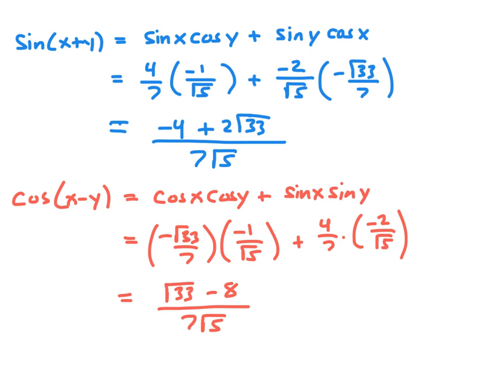Notice that in this example, we did not actually find the angles x or y. All we know about them is their sine and cosine values along with their quadrant, but we did not need to actually find the measure of either angle in order to determine the sine or cosine of their sum or difference.